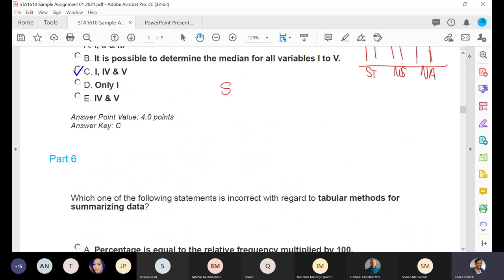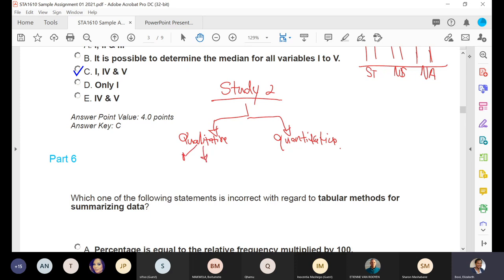We are now in study unit two. Study unit two deals with summarization of the information in terms of tables and charts. So we also need to know the two things: qualitative variables and quantitative variables. So when it comes to qualitative variables, there are three visualizations we can do.